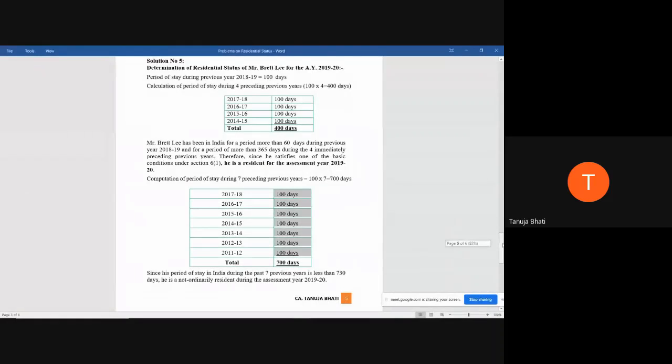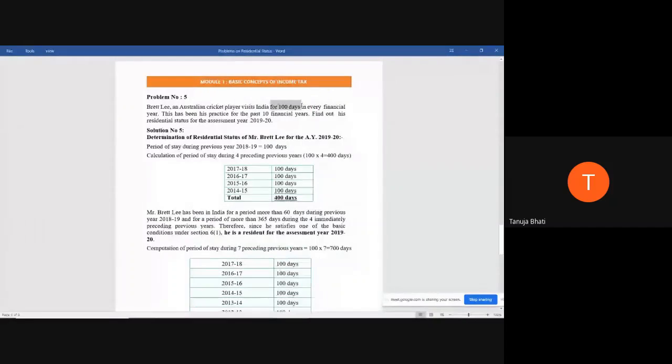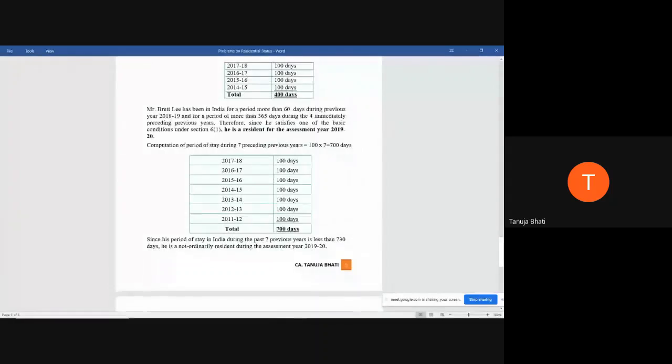Now, is he? No, we know that every year he's just staying for a period of 100 days. So it becomes 700 days. Correct. So is he fulfilling the second additional condition? No, he is not. Because his stay in the 7 years immediately preceding the relevant previous year should be 730 days or more.